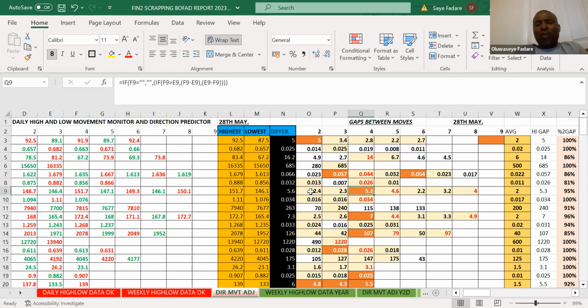So look at this as well. We have 2, the normal move is 2. So this is 5.3, so that is more than 2.5. This is 4.6, this is 4, which is exactly 2.